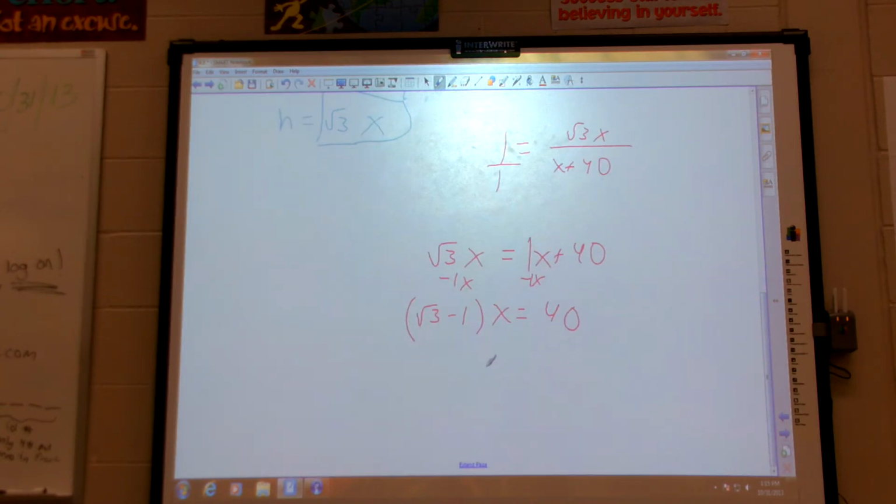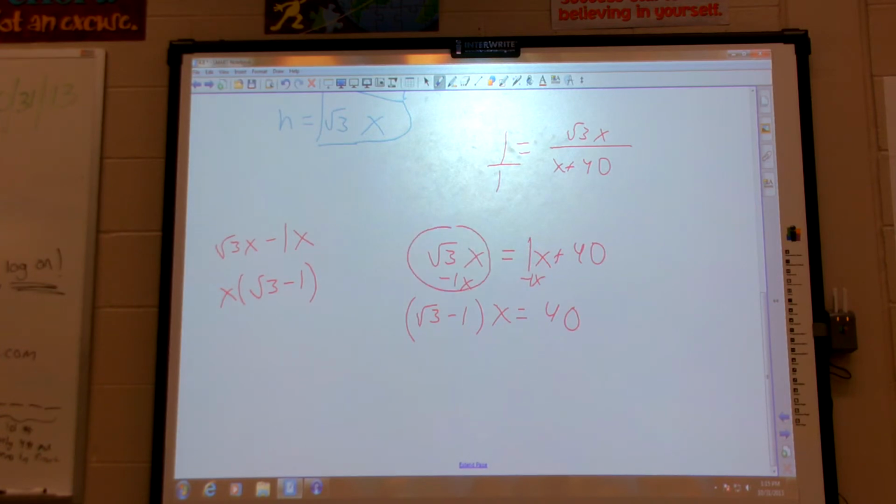Why is it 1 instead of 1x? It is, so you can do square root of 3x minus 1x, but then can't you take out an x? I don't know. I ran out of paper. I mean, that's all I did was combine like terms. We should be able to combine like terms by now.